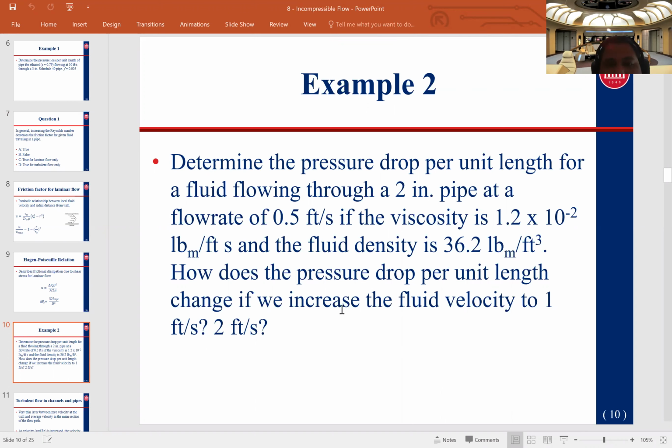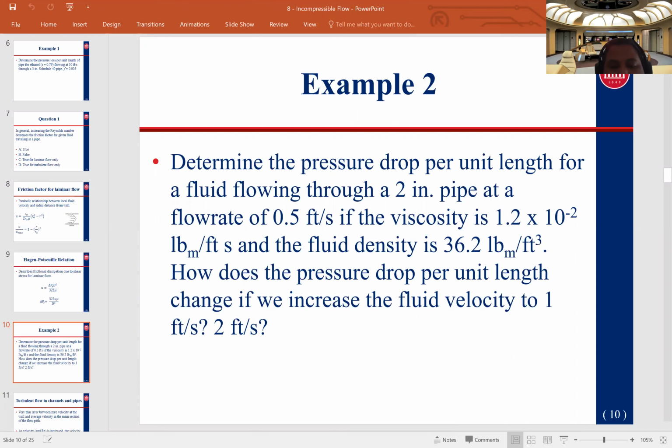So we have pressure drop per unit length, fluid flowing through a 2-inch pipe at 1/2 foot per second. The viscosity is 1.2 times 10 to the minus 2 pound mass per foot second, and the fluid density is 36.2 pound mass per cubic foot. And the question asks, how does the pressure drop per unit length change if we increase the fluid velocity to 1 foot per second and 2 feet per second?